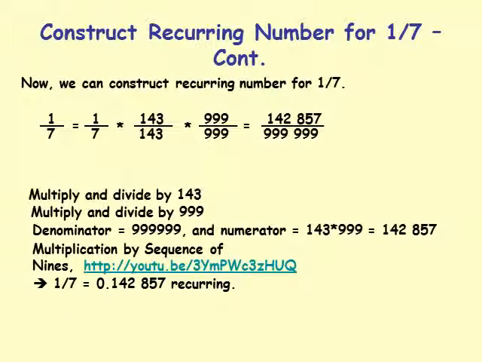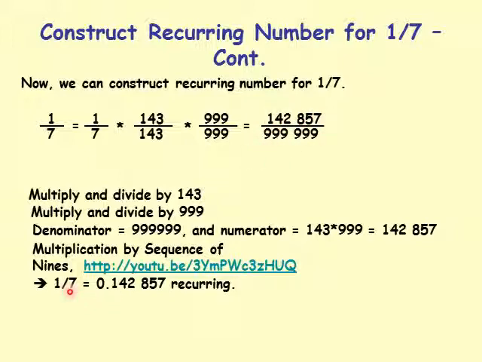999,999. For this multiplication, you can refer to multiplication by sequence of 9s in this video here. Let's continue. So 1 over 7 is equal to 0.142857 recurring. If the denominator was 1 million instead of 999,999, it would be the exact fraction 0.142857, because division by a base number is just moving the decimal place to the left. But this is 1 less than the base number, so in that case this becomes a recurring fraction.